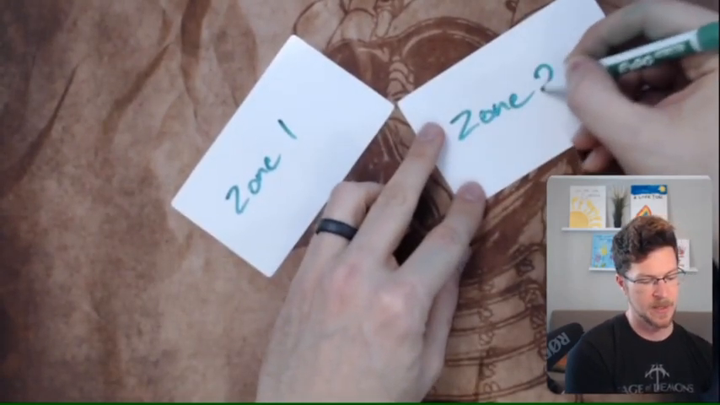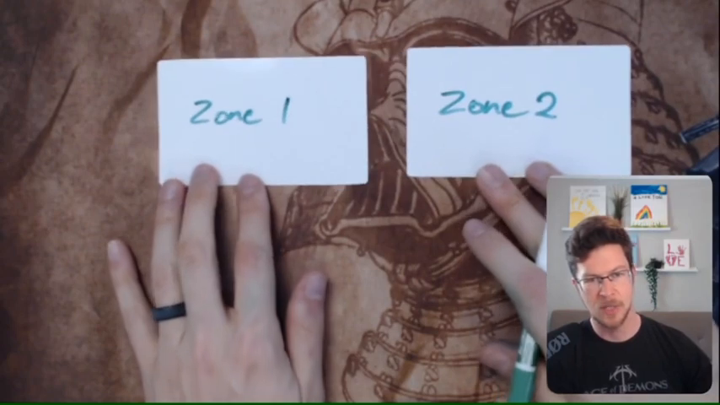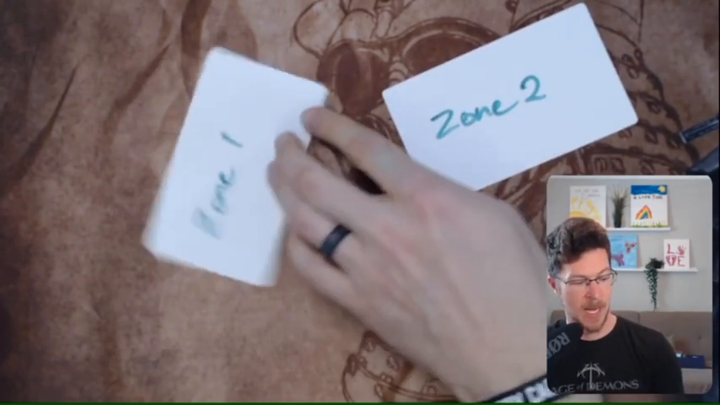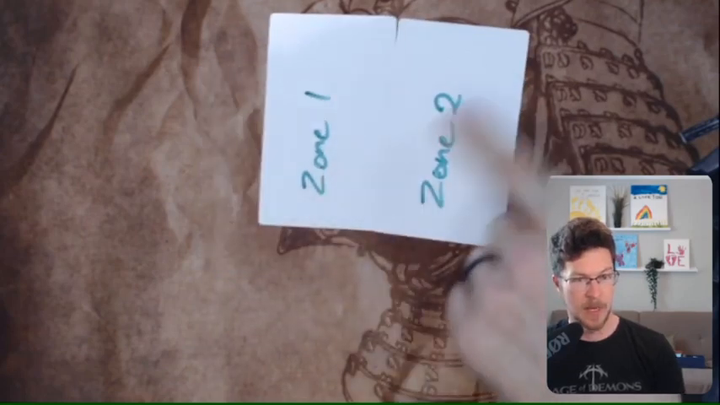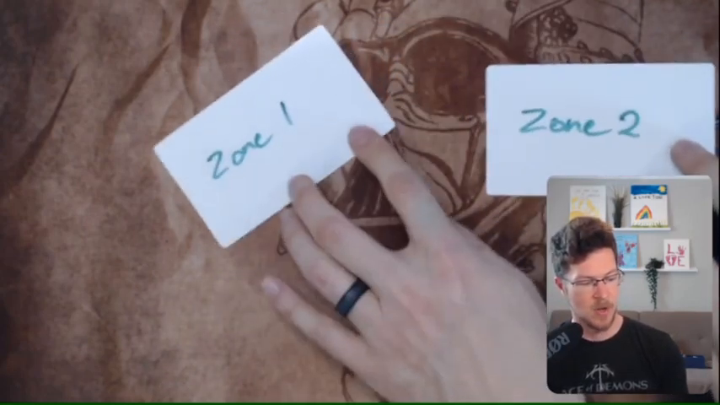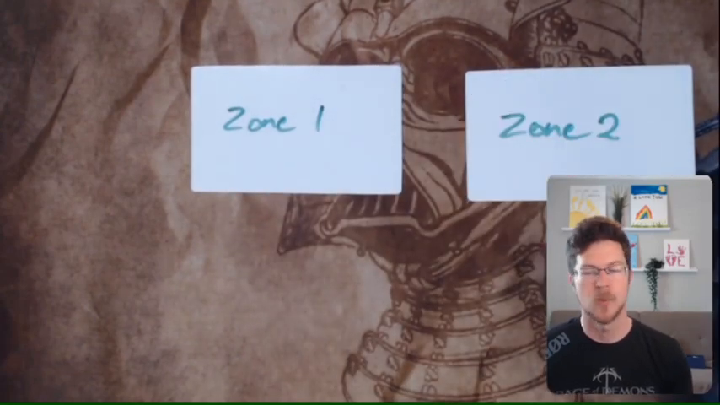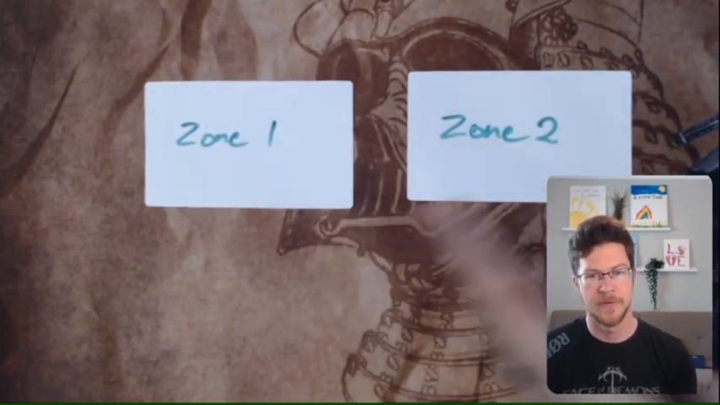Now, what defines a zone? Whatever you want. As a GM, you can make these whatever you want. Maybe this is a tavern, and this is behind the bar, and this is the actual bar seating area. Maybe this is a road, and this designates the road, and this is a bridge. Whatever. It doesn't matter. It's however you define spaces.